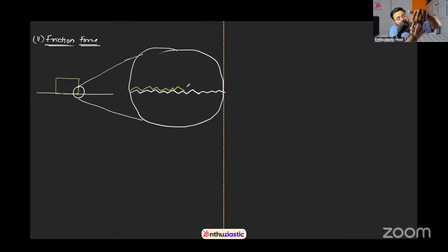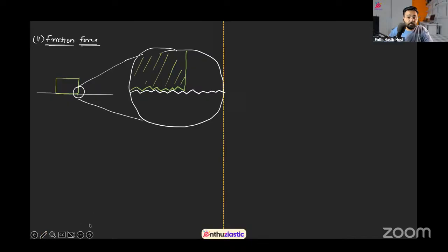If you want to break this kind of structure, you need to apply a lot of force so that this structure breaks and it moves ahead. So this is how the object looks under a microscope. This is your block. Okay, so that's why your friction exists.